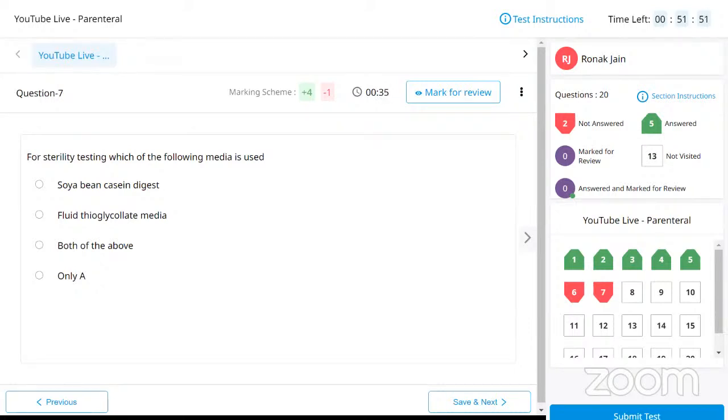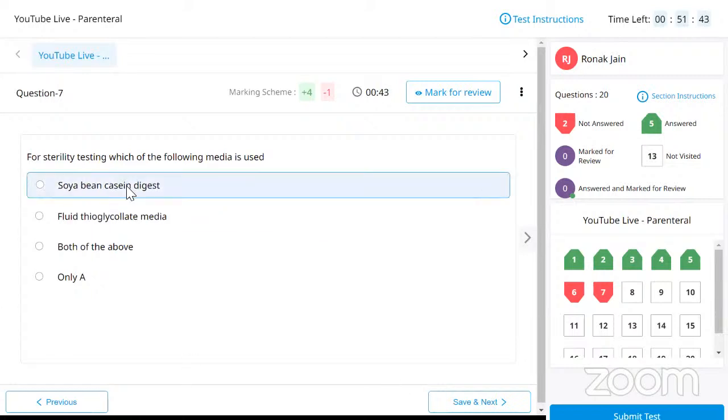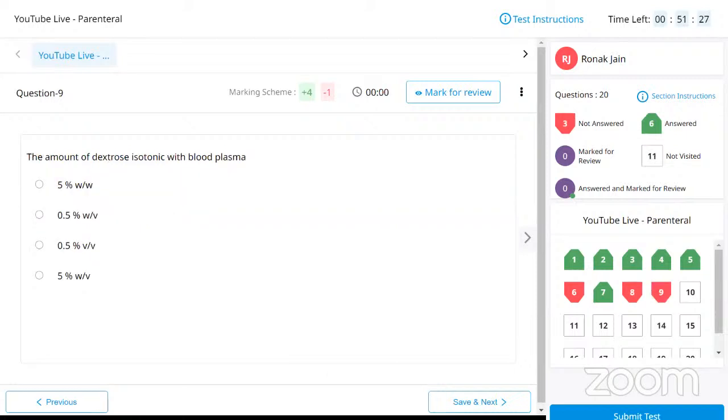So which of the following media is used for sterility testing? The answer for this is soya bean. I don't know why option 4 is only A. It also means the same thing, but if we go to the more specific one, it is soybean casein digest, which is the media that is used for sterility testing. Okay, we'll move on to the next question.